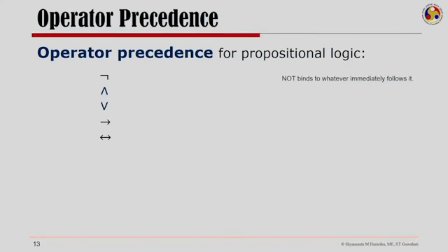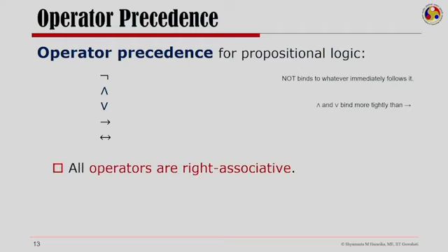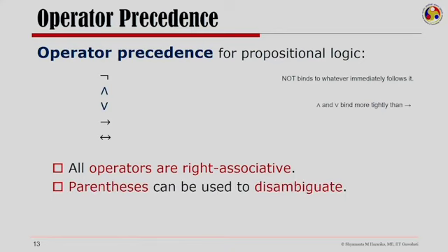Not binds to whatever immediately follows it. The conjunction and disjunction bind more tightly than the implication, and all operators are right associative. Now, as mentioned earlier, we can use parentheses to disambiguate the operator precedence in a propositional logic formula.